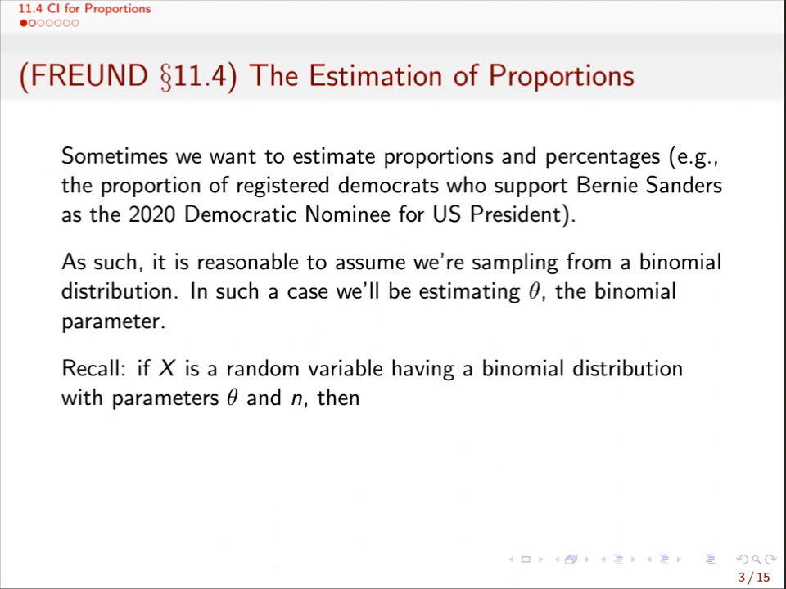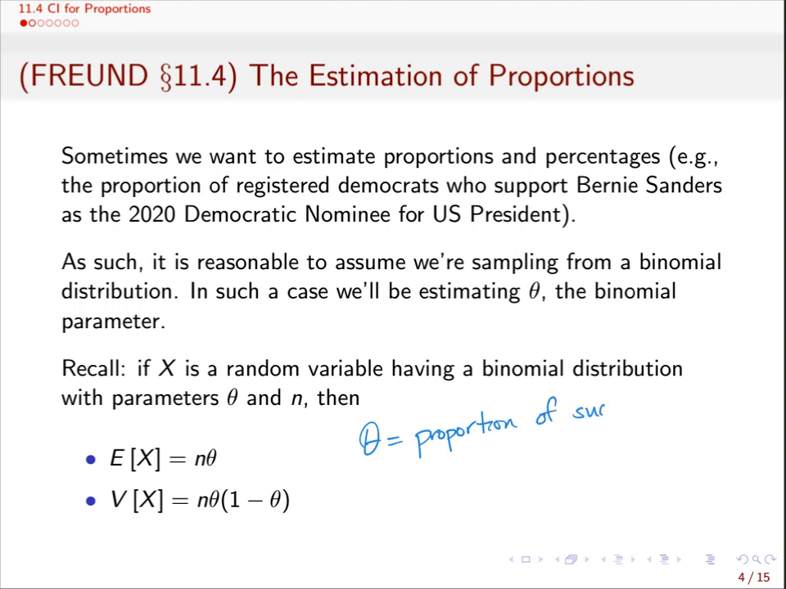Recall, if x is a random variable having a binomial distribution with parameters theta and n, then the expected value of x is equal to n times theta, and the variance of x is equal to n theta times 1 minus theta. Now, you may or may not remember that theta here is the proportion of successes, and x is equal to the number of successes in n trials.